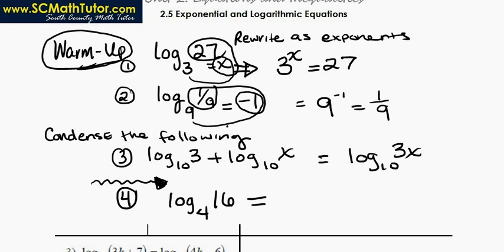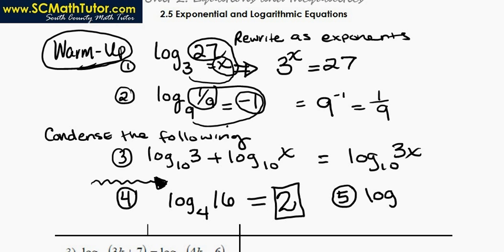Okay, so think 4 to the what power gives you 16? So log is, for the base, think 4 to the what power gives you 16? Well, 4 times 4 is 16, so 4 squared, 4 to the second power is 16. So the answer is 2. Okay, how about another one?